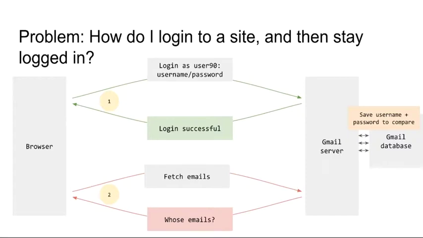So just to explain this problem more clearly, on the left we have a browser. The browser first goes to the login page and makes a login request. Let's say he's logging in with the username user90. So user90 sends a username and a password to the Gmail server. The Gmail server checks with the database to see if the username and password are accurate. And if the password matches for the username, the Gmail server returns a successful login response. Then the browser sends a fetch email request. But how does Gmail know whose emails to respond with? How does the Gmail server know whether this is the same person who made the request for logging in successfully? How is that link maintained?